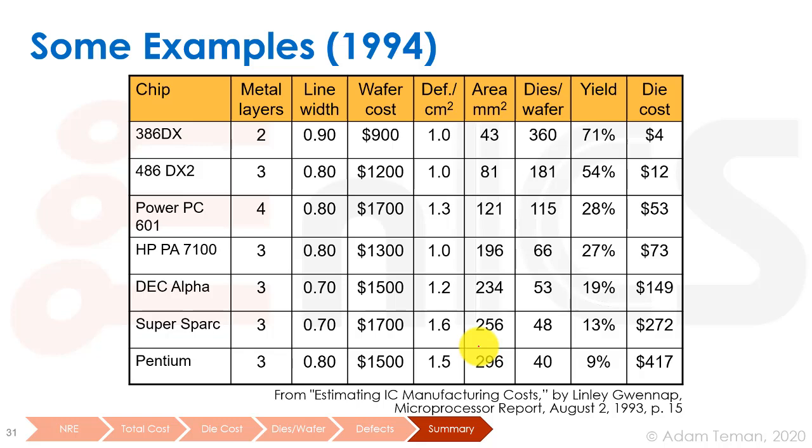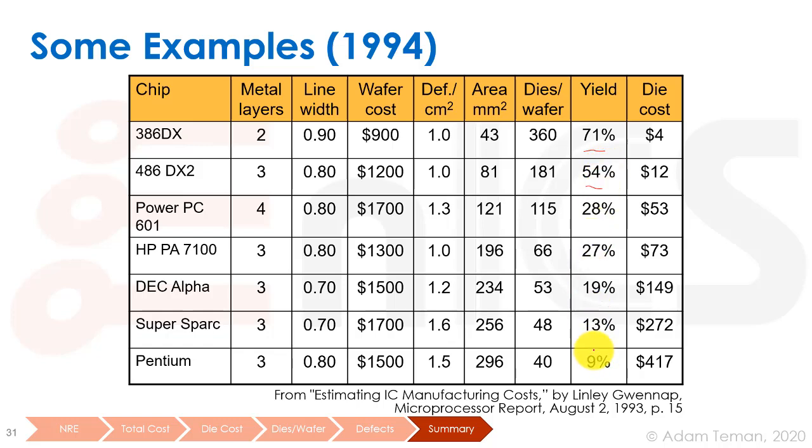And dies per wafer, so we get a lot of dies per wafer for the small die, whereas we get a real few dies per wafer for the really large die. So that's one of the things that drives the cost up. But the other thing is the yield. So the yield for the smaller chips was 71%, 54%. I imagine it got higher as the process got more mature.